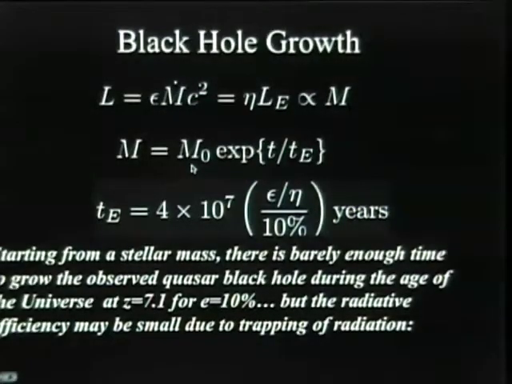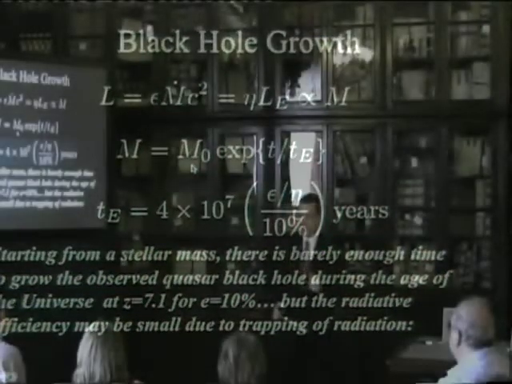Now, even if you adopt this e-folding time, you find that when you start with a stellar mass seed, suppose we start to grow a black hole from solar masses, the seed mass that you get from a star, there is barely enough time to grow the observed quasar black hole at a redshift of 7.1 if we take epsilon over eta of 10%. You basically need to feed that seed black hole steadily with no interruption over the entire Hubble time. And that seems unlikely. There must be interruptions in the process.